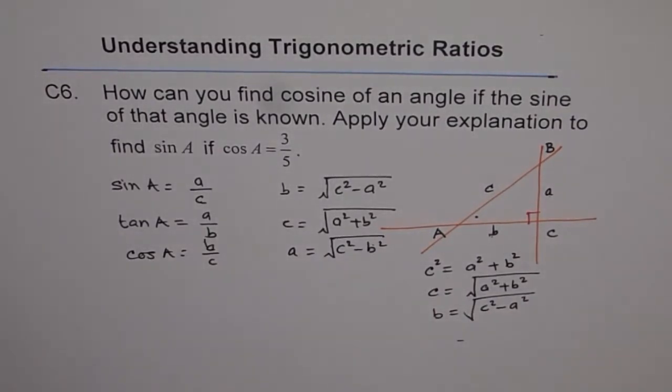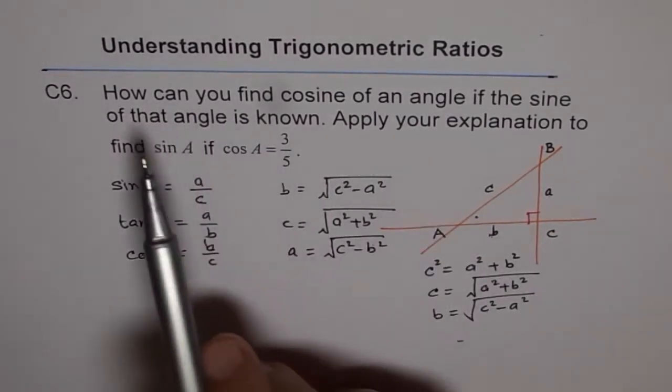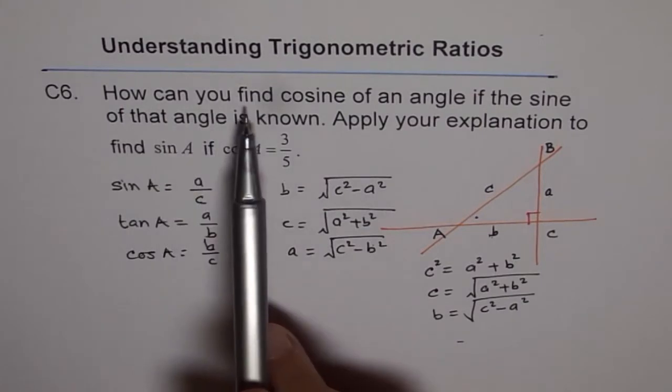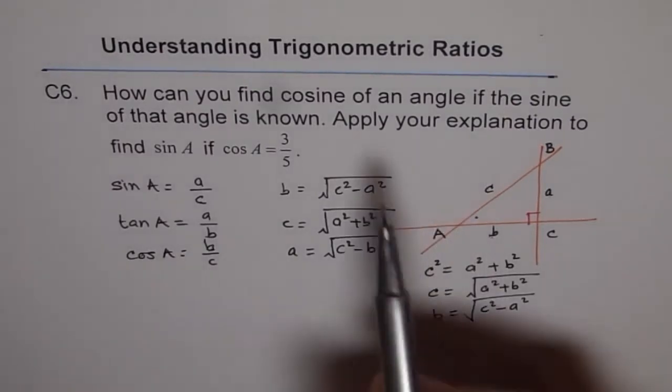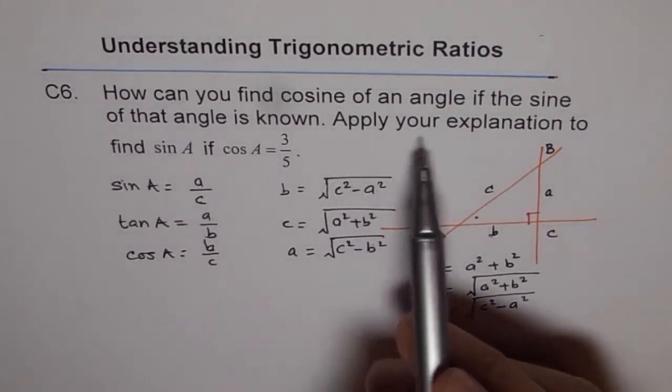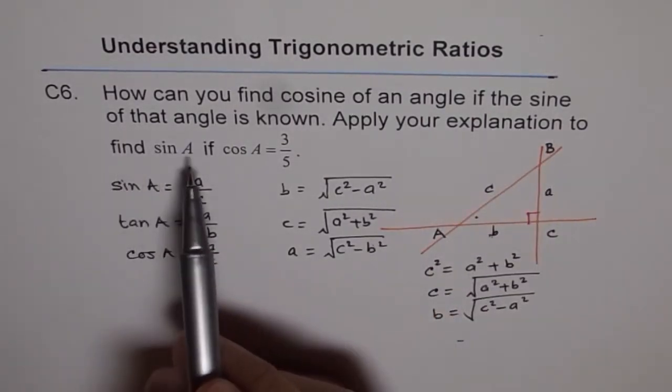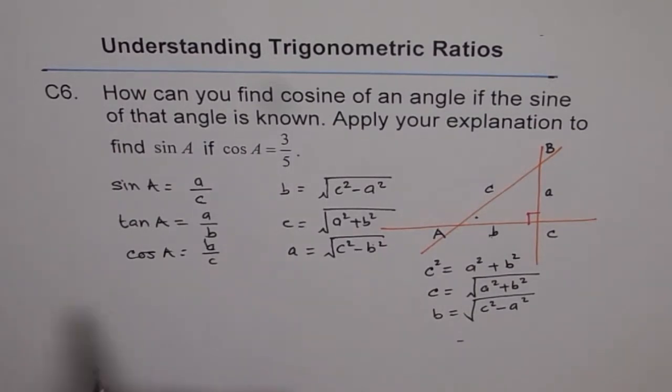In our case, let's solve it now. And so we just generalize the first statement. It doesn't really matter. Let's take it like this. How can you find the other trigonometric ratios if one of them is known? Any one of them is known, right? Think like this now. And then the second part makes sense. Apply your explanation to find sine A if cos A is 3 over 5.